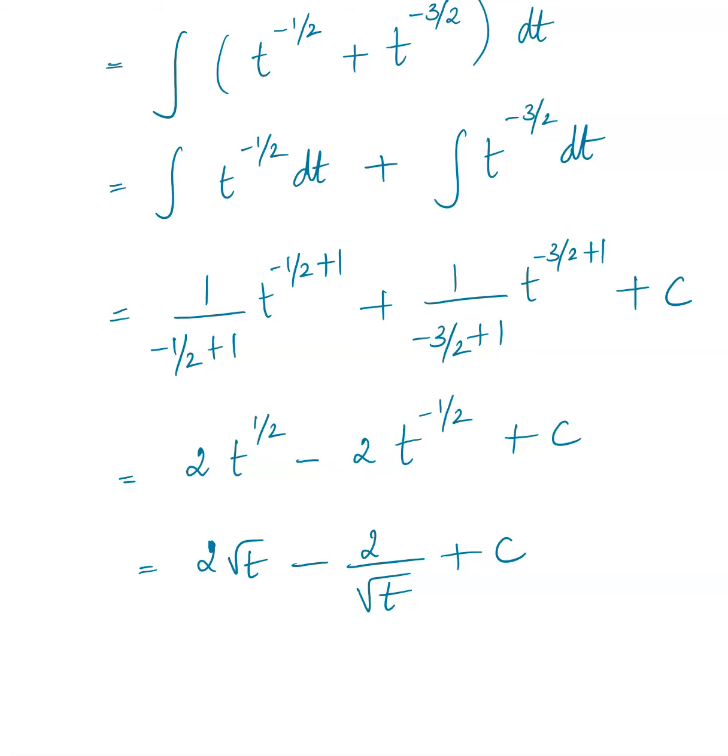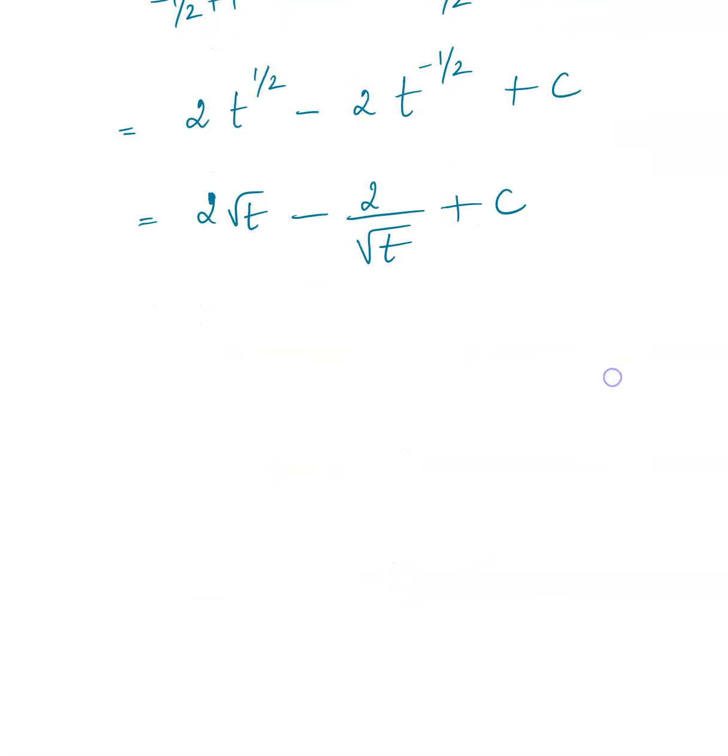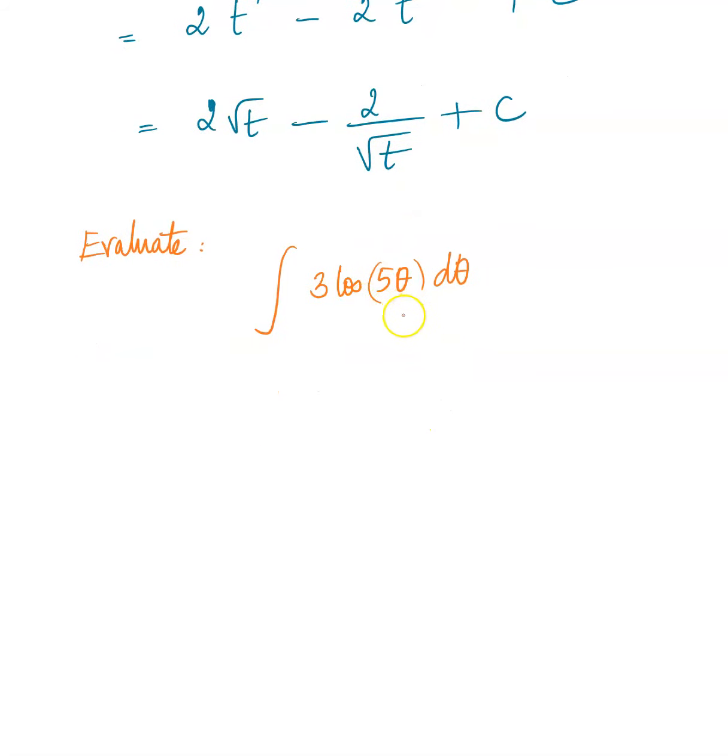Let's try trig problems. Here the integral has 3 cosine 5 theta, and the variable of integration is theta. The process of finding the antiderivative is called integration. So if you find me using the word integration, all I mean is finding the antiderivative.